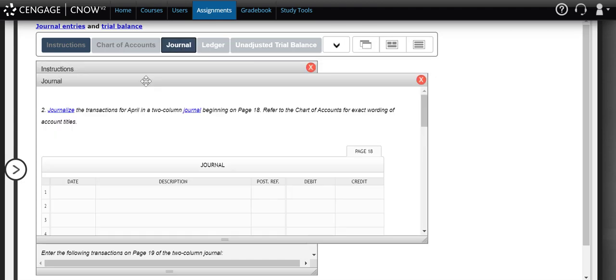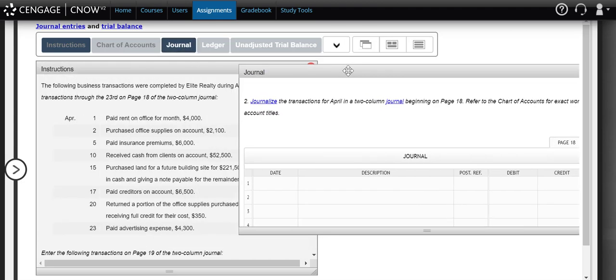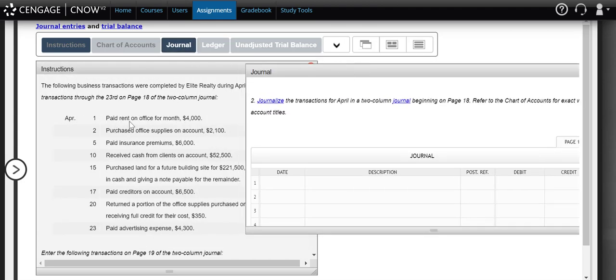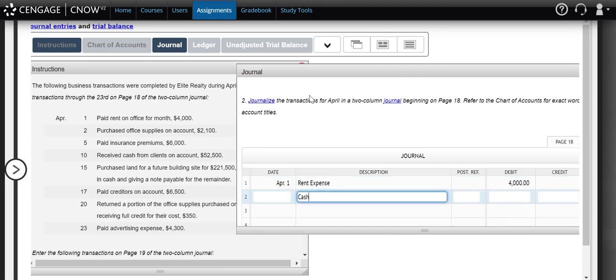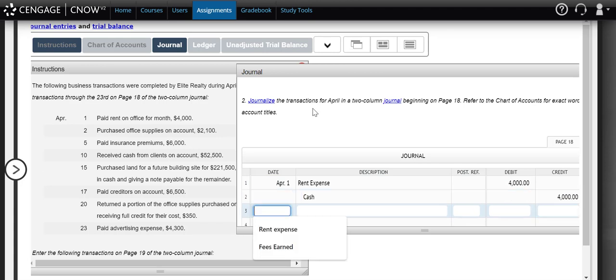So in our journal, we have on April 1st that we paid rent for the month of $4,000. So April 1st, we paid rent, so rent expense is going to be affected. It's a debit because it's increasing, of $4,000, and we know that when we've paid it, that means cash is involved and it's being reduced by $4,000.